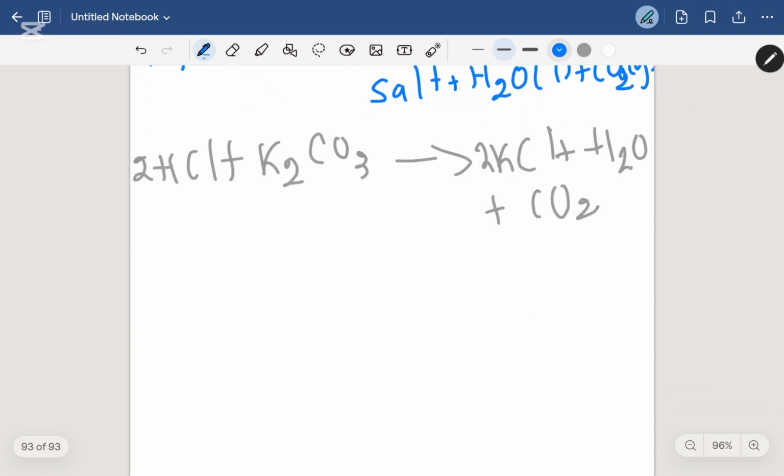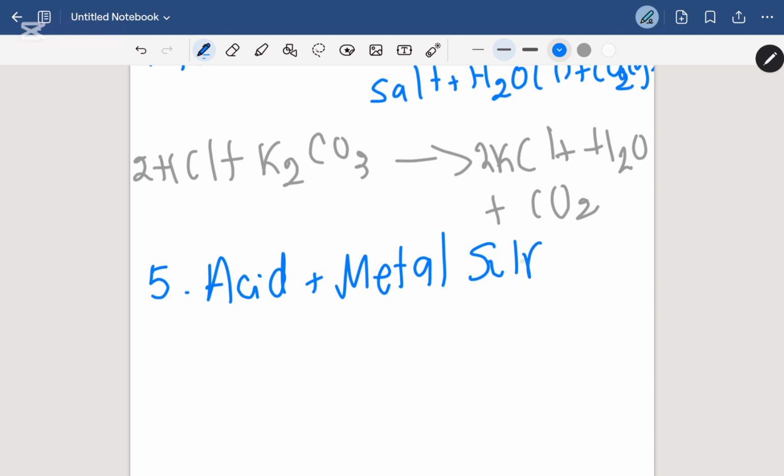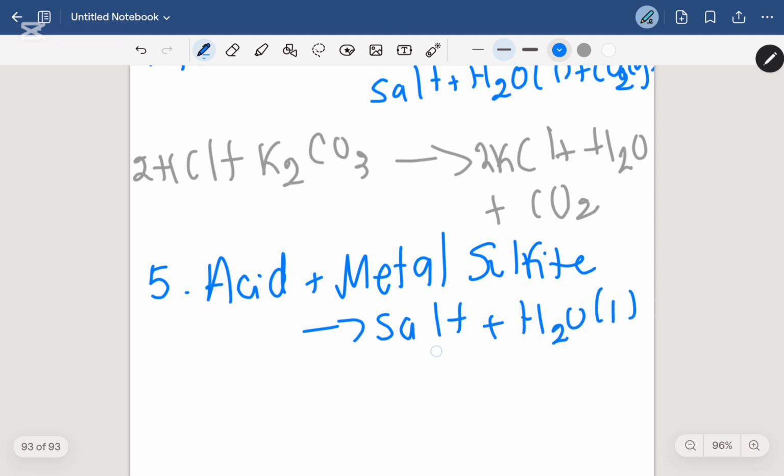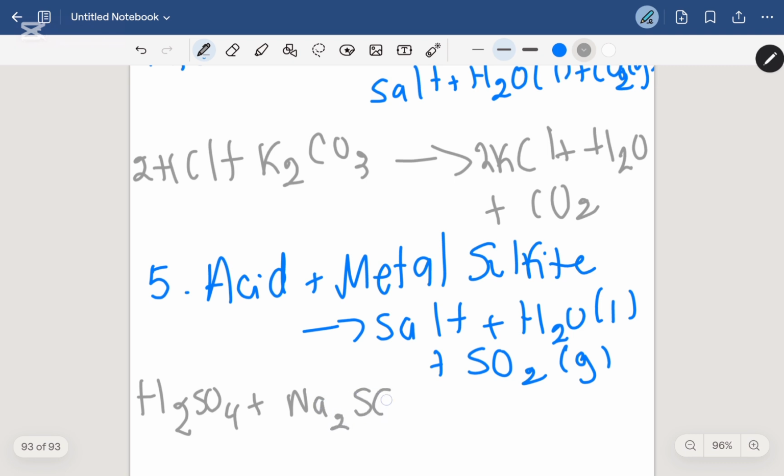Now, moving on to our 5th criteria, we have an acid plus a metal sulfide. What happens when you add an acid to a metal sulfide? You are gonna get salt plus water, which is H2O liquid, plus sulfur dioxide gas, SO2 gas. An example of this would be an acid is H2SO4. In addition to a metal sulfide, for example, Na2SO3, this is a metal sulfide, will give us a salt.